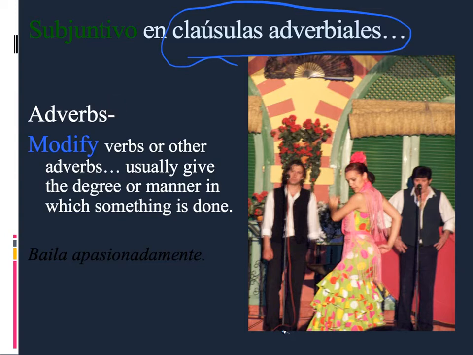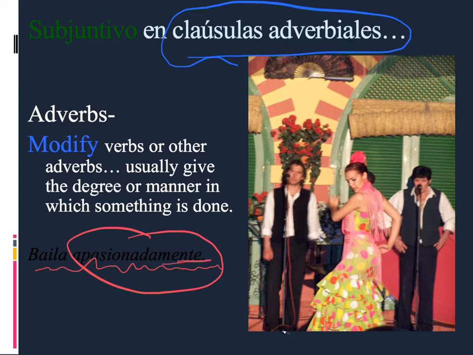Adverbs modify verbs or other adverbs, and they usually give information about the degree or the manner in which something is done. If I look at this example about dancing, which you can almost see, baila apasionadamente. Apasionadamente would be an example of a very simple adverb. He dances passionately, or she in this case dances passionately. So passionately, ending with ly in English, mente in Spanish, is a really common form for an adverb. It gives information about how something's done, in this case how she dances.